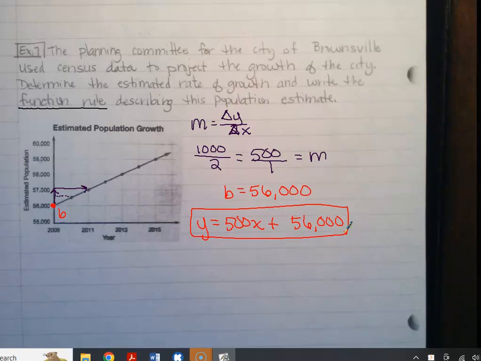Because we have our equation, and we have B, and we know the slope. We wrote the function rule. But it says, and write the function rule describing the population. Like, do I expect it in words? No, not really. Because it says write the function rule describing. But like if it said write out or something like that.